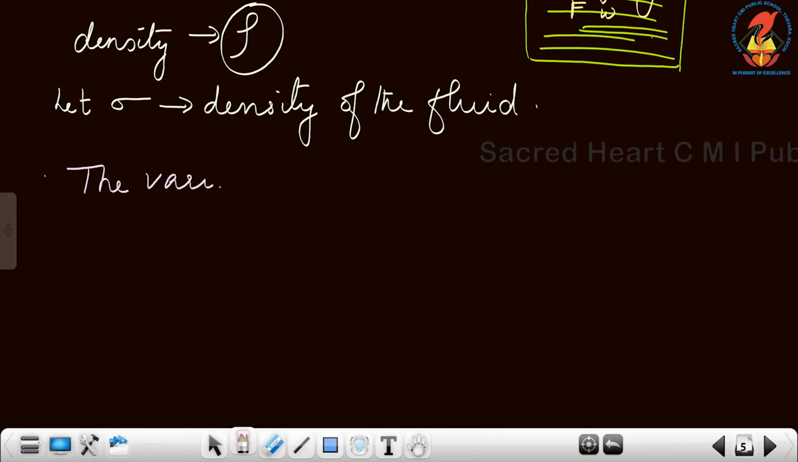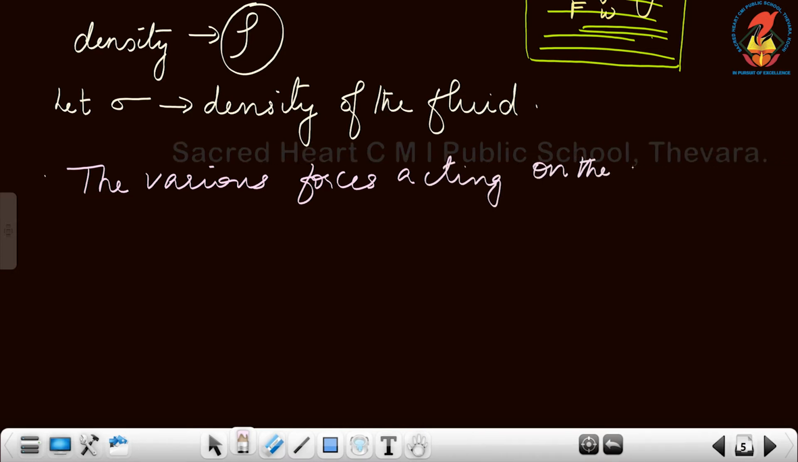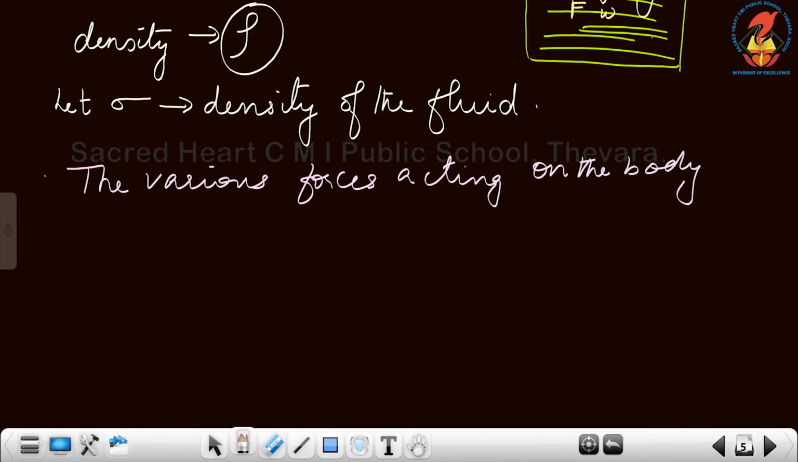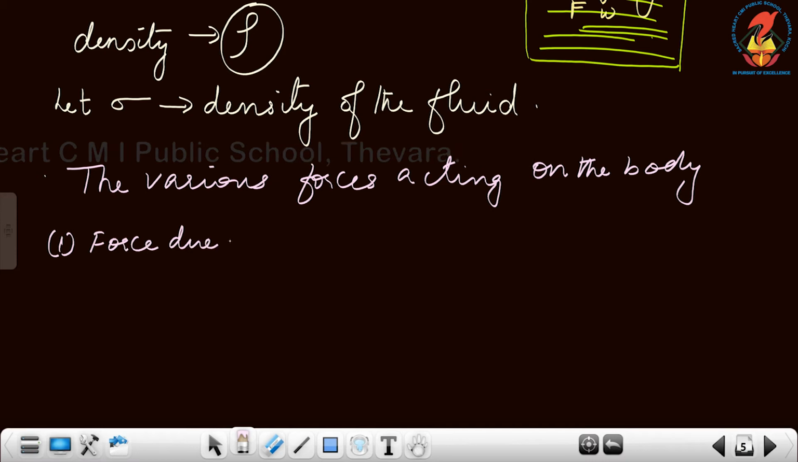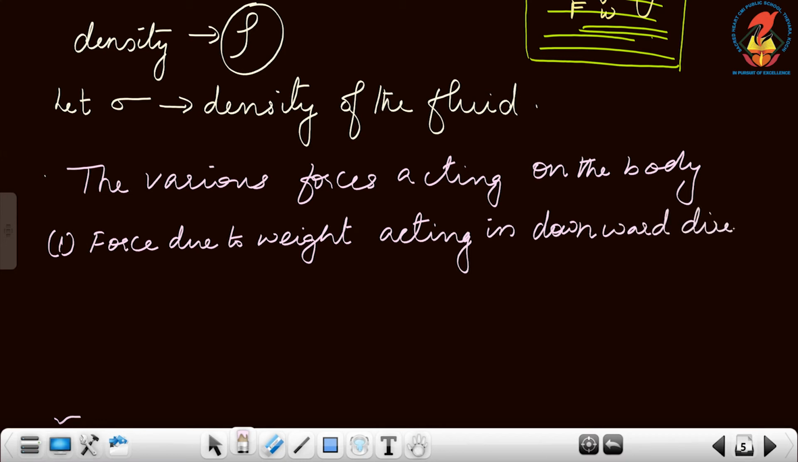The various forces acting on the body are, which are the various forces? First one, force due to the weight of the body, a spherical body, acting in which direction? Acting in the downward direction. And it is given by F is equal to M into G.